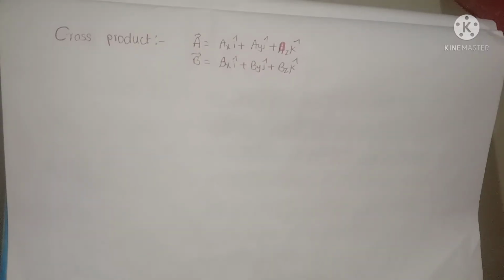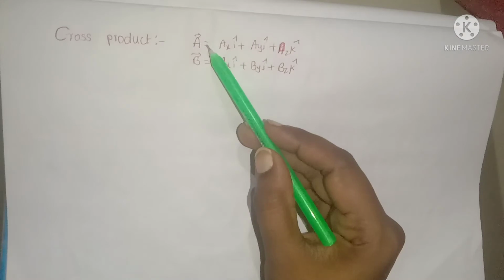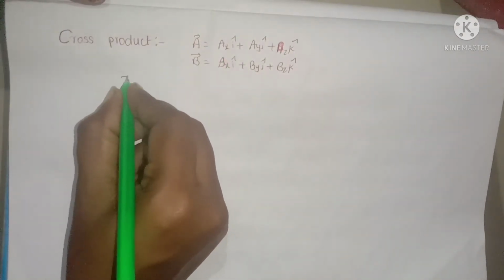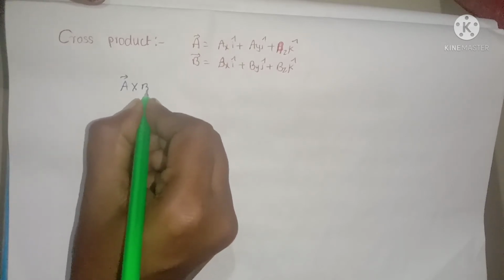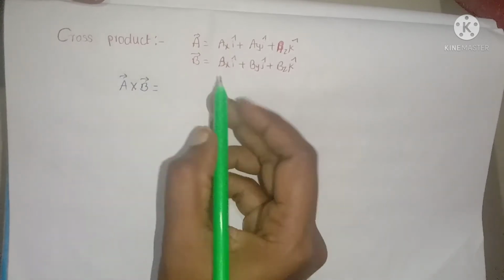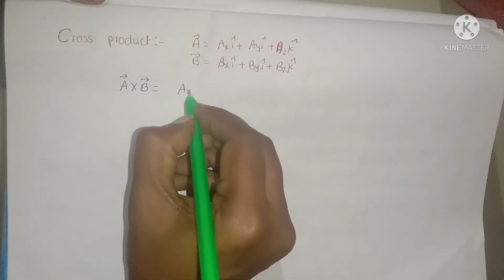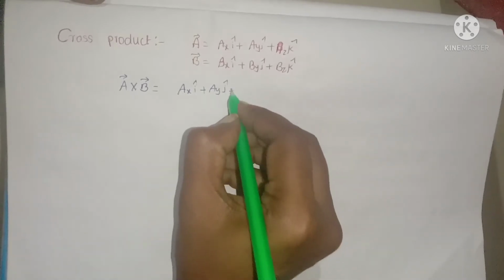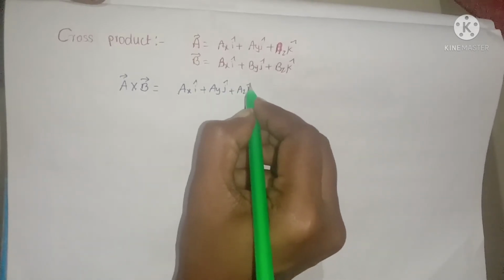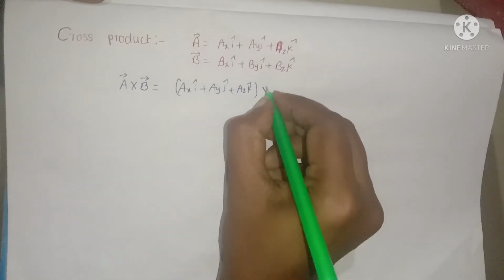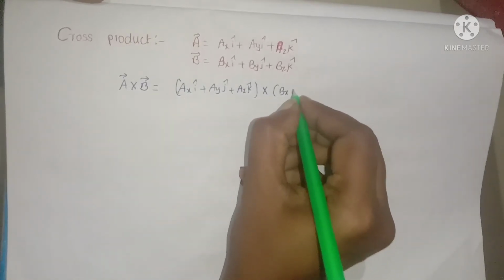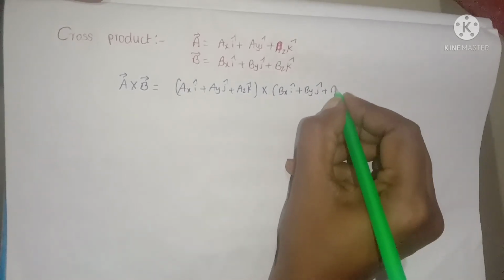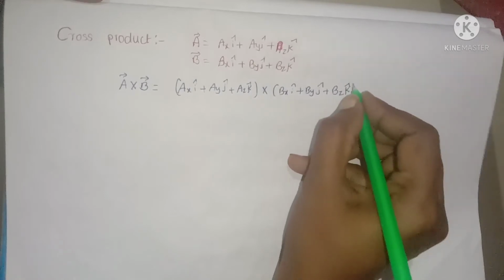We can do the cross product of two vectors, that is the a vector and b vector. Now see the cross product. So a bar cross b bar equals, here they have given the a vector as ax i cap plus ay j cap plus az k cap, cross bx i cap plus by j cap plus bz k cap.